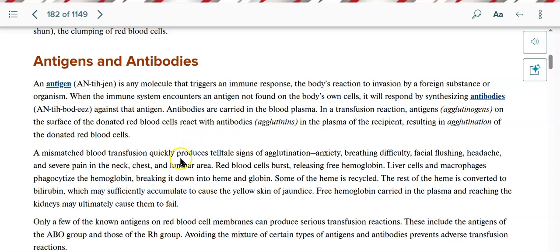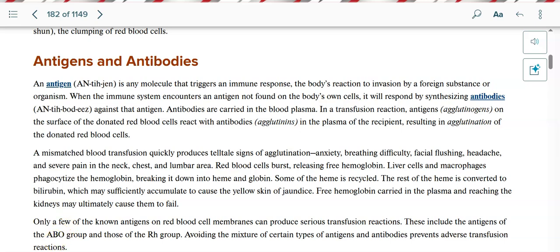So a mismatched blood transfusion will quickly produce telltale signs of agglutination: anxiety, breathing difficulty, facial flushing, headaches, severe pain in the neck, chest, and lumbar area. Red blood cells will burst and release free hemoglobin.